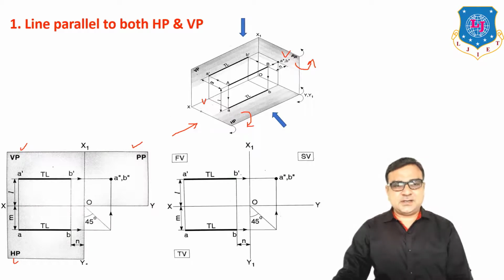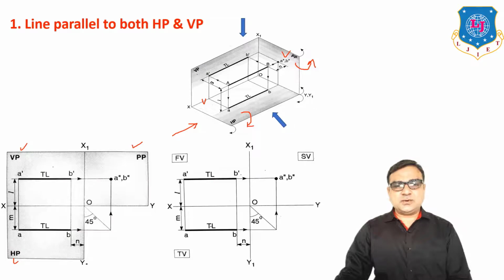In general, in our drawing, we do not represent the vertical plane, horizontal plane and profile plane, but we just draw one XY line, X1 Y1, the projections: front view A dash B dash, top view AB, and left hand side view A double dash B double dash.